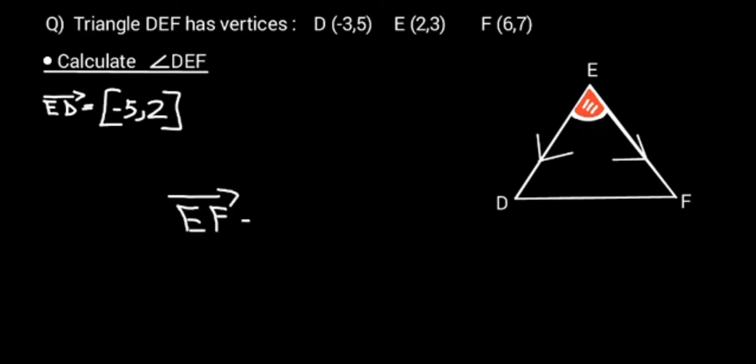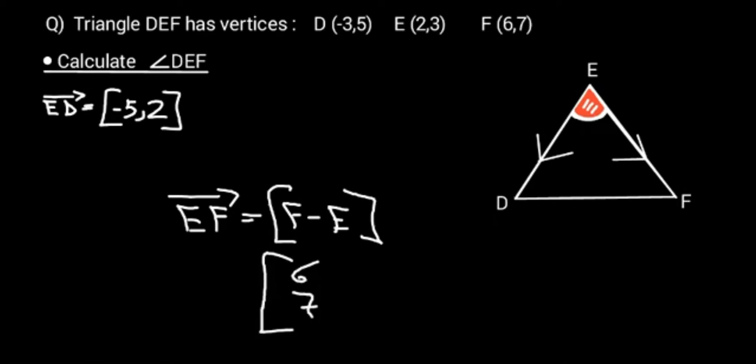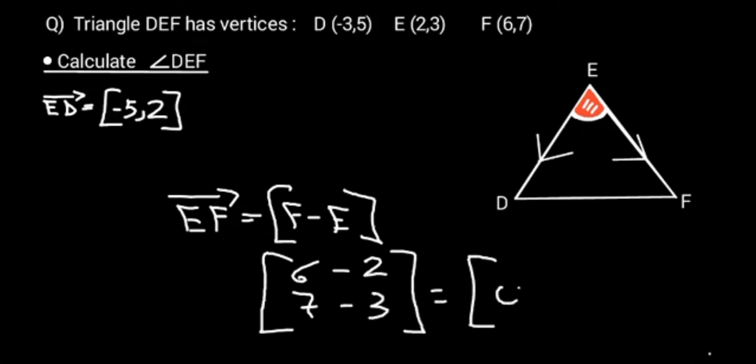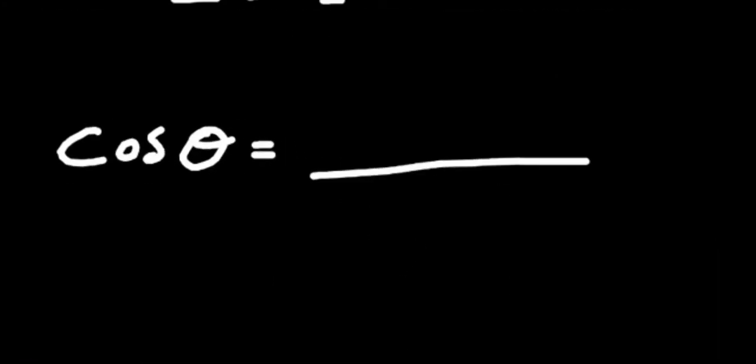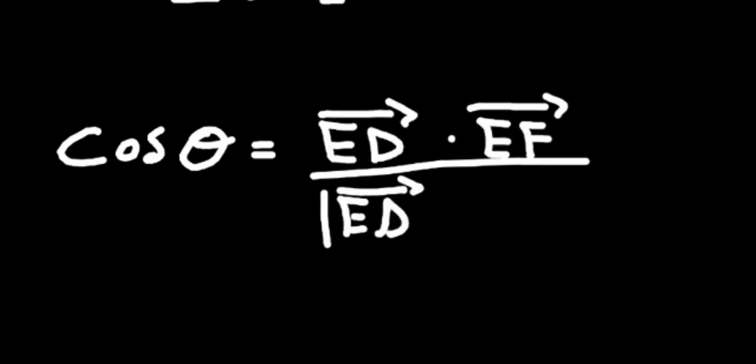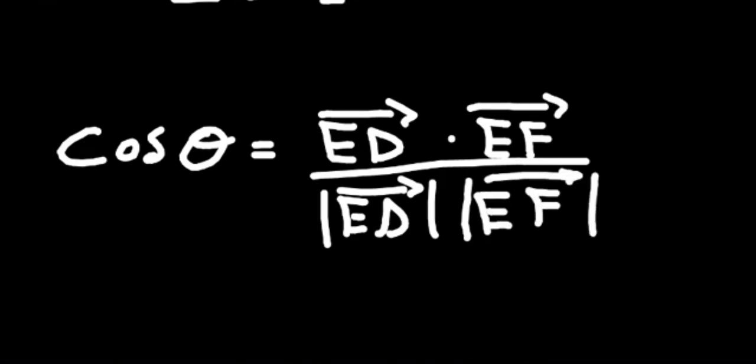So we said that is F minus E, and F coordinates is simply 6 and 7, and we drop the negative sign. And then E we have being 2 and 3 again. So 6 minus 2 is 4, and 7 minus 3 is 4 as well. And now all we do is to find the cosine of the angle between ED and EF, the dot product over the magnitudes of them.